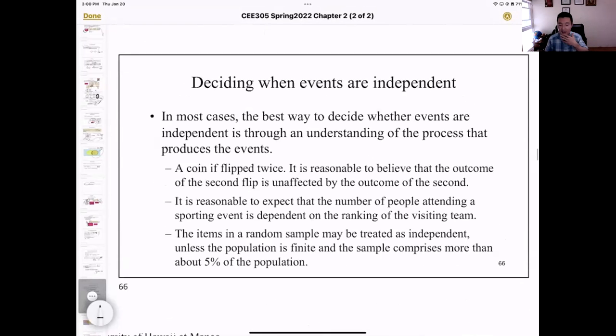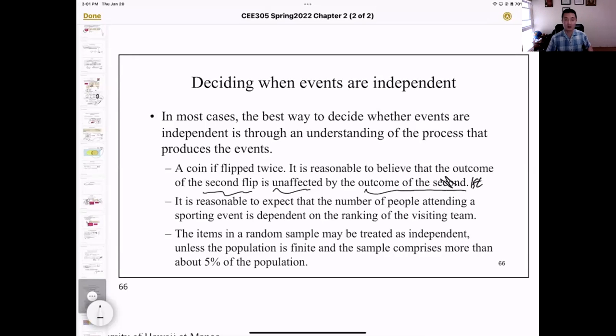So the final slides today tell us how to decide when events are independent. The best way is to think carefully about the process of the question. We think of the question as an experiment, and that experiment has certain steps. For example, if a coin is flipped twice, then of course the outcome of the second flip is unaffected by the outcome of the first.